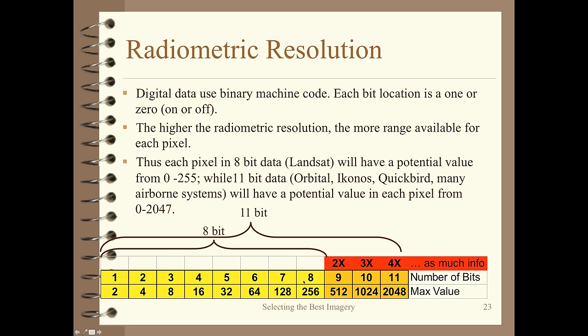So if you have 8 bits of information, base 2 raised to the 8th power is 256, or 2 times 2 times 2 times 2 times 2 times 2 times 2 times 2 is 256. And so that would mean that you would have an 8-bit value, or a single byte of information, which records the amount of reflectance given off by that piece of ground where the pixel is covering, for each wavelength of energy that the sensor is sensing in.